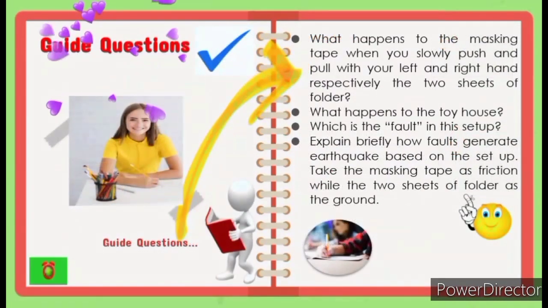Guide questions: Number 1, what happens to the masking tape when you slowly push and pull with your left and right hand, respectively, the 2 sheets of folder? Number 2, what happens to the toy house? Number 3, which is the fault in the setup? And the last, number 4, explain briefly how faults generate earthquakes based on the setup. Take the masking tape as friction while the 2 sheets of folder as the ground. Okay, I will give you 10 seconds to answer this question. Time starts now.